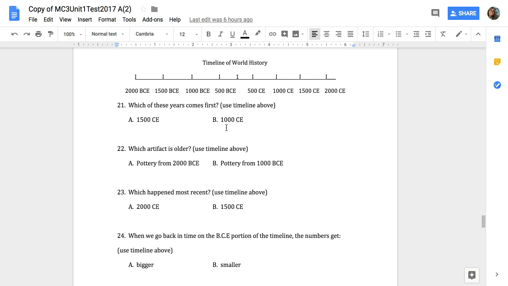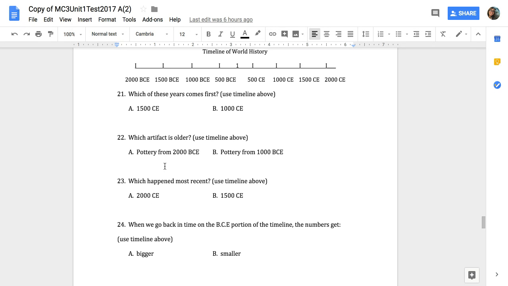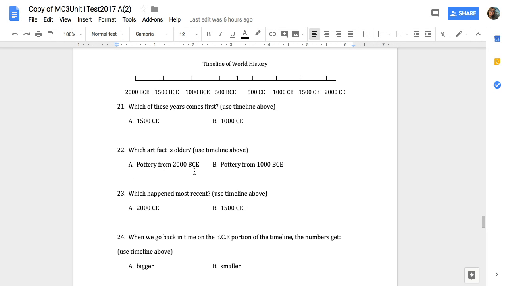1500 CE or 1000 CE? Which artifact is older? Pottery from 2000 BCE or pottery from 1000 BCE? Number 23, which happened most recent? Use the timeline above. 2000 CE or B, 1500 CE? 24, when we go back in time on the BCE portion, so when I'm going back in time, what's happening to the numbers? A, are they getting bigger? B, smaller?